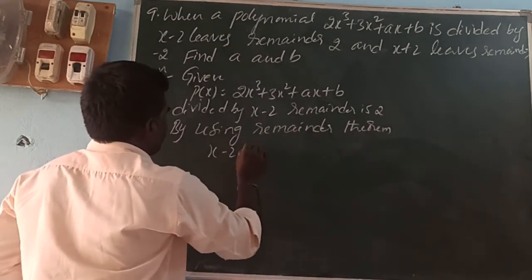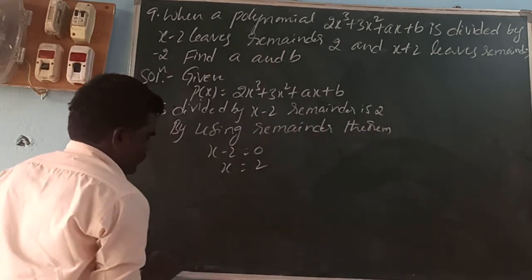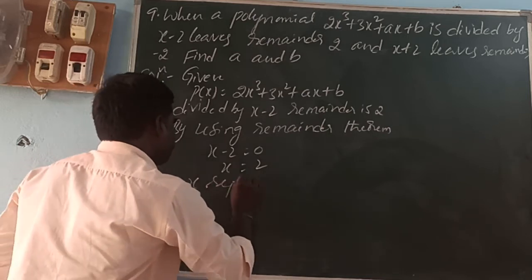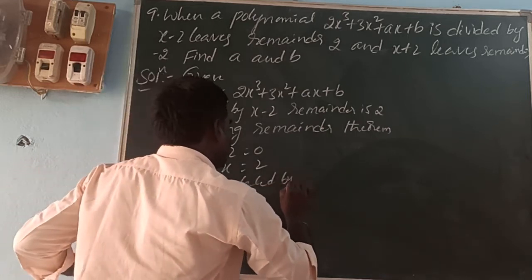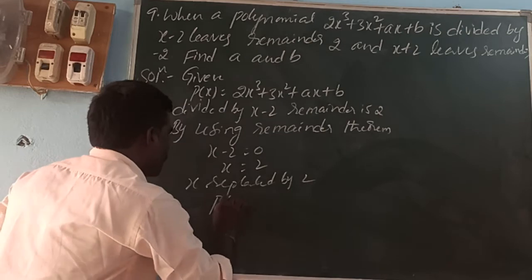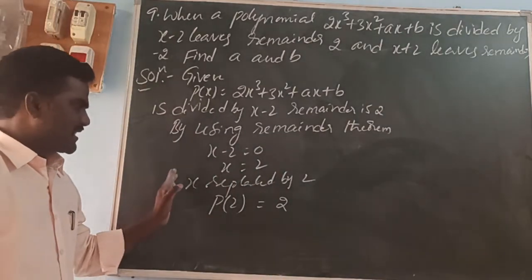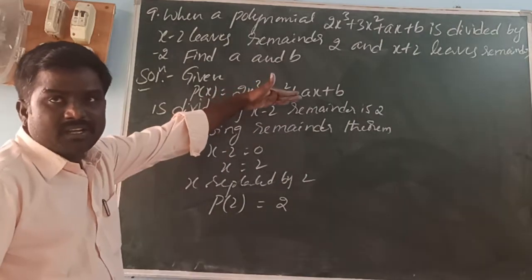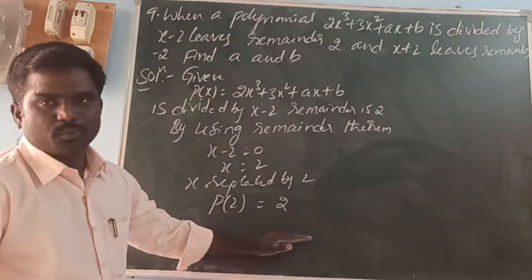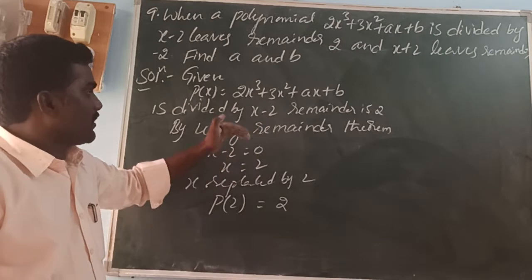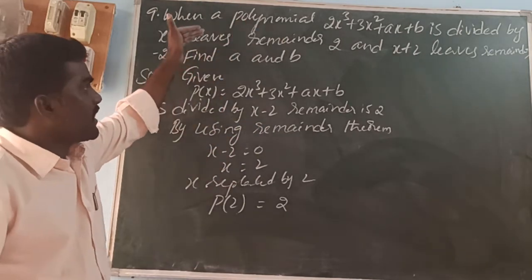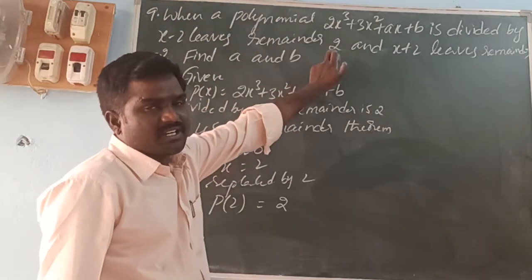x minus 2 is equal to 0, x is equal to 2. So x is replaced by 2. So that is here p of 2. Its remainder is how much? 2. When the x value is 2, we can substitute in the polynomial. Its value becomes how much? 2. That is called the remainder theorem. Here x minus 2 divides this polynomial, and we get the remainder 2.